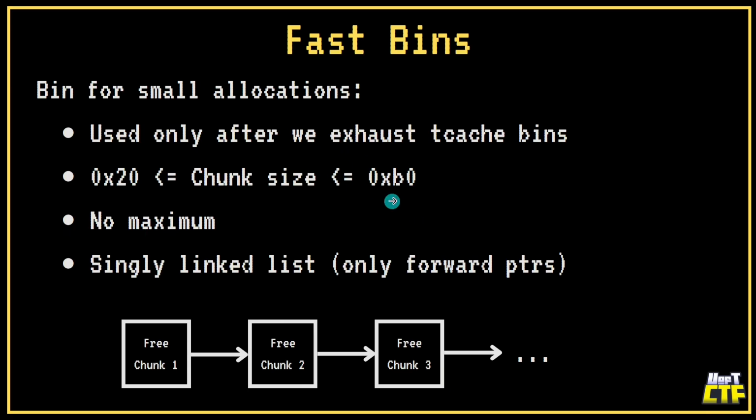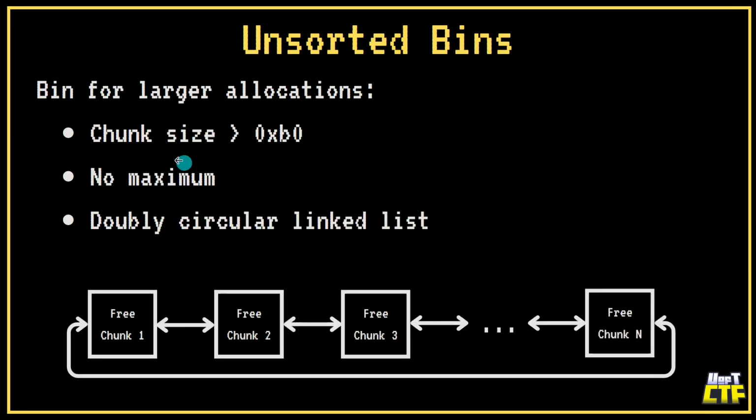So yeah, there's unsorted bins. The unsorted bin is used when you have a chunk size that's bigger than the other ones, and there's also no maximum. This one's a doubly circular linked list, so there are backward and forward pointers. There are two other bin types. Well, there are a lot more bin types, but these are the ones we're going to cover today. If you want to learn more about the heap, there's a good SIGPwny lecture on it. There's also some pwn.college stuff as well.